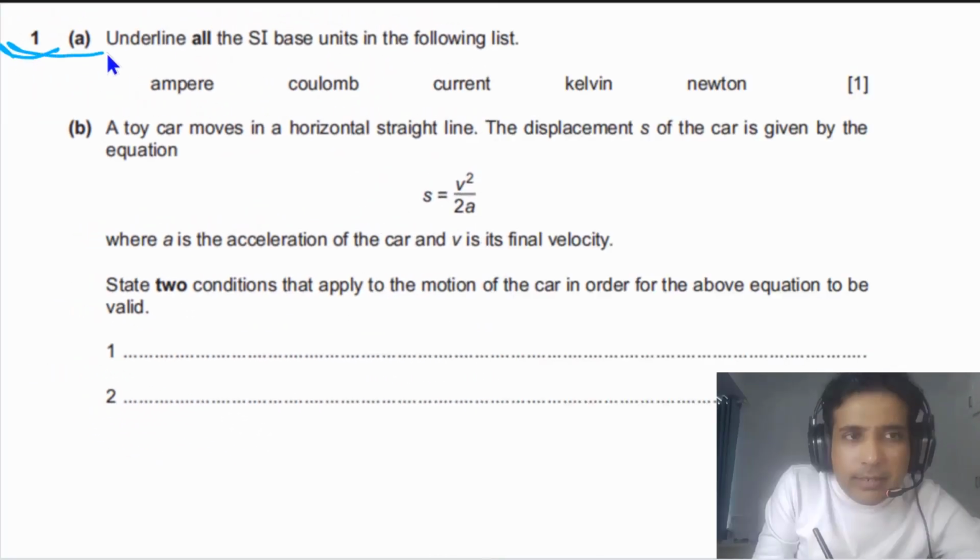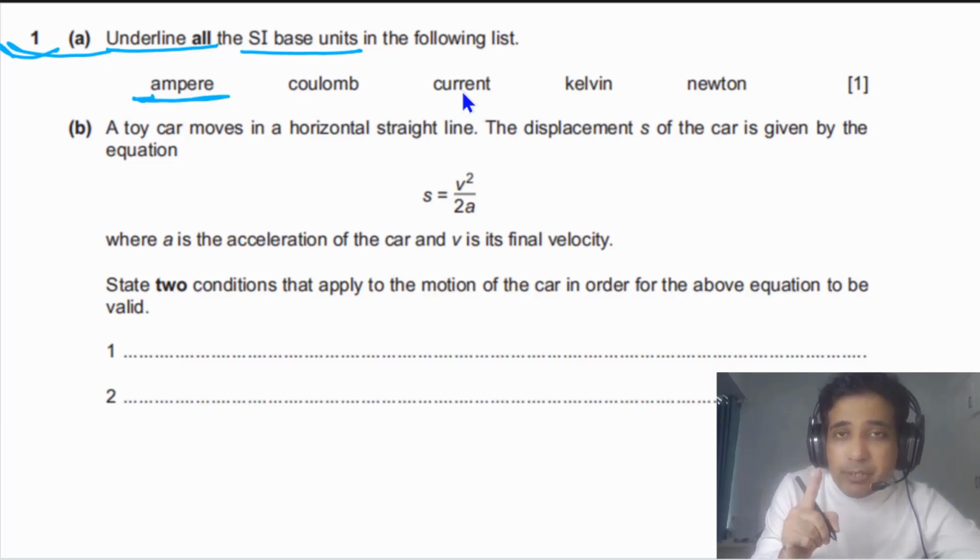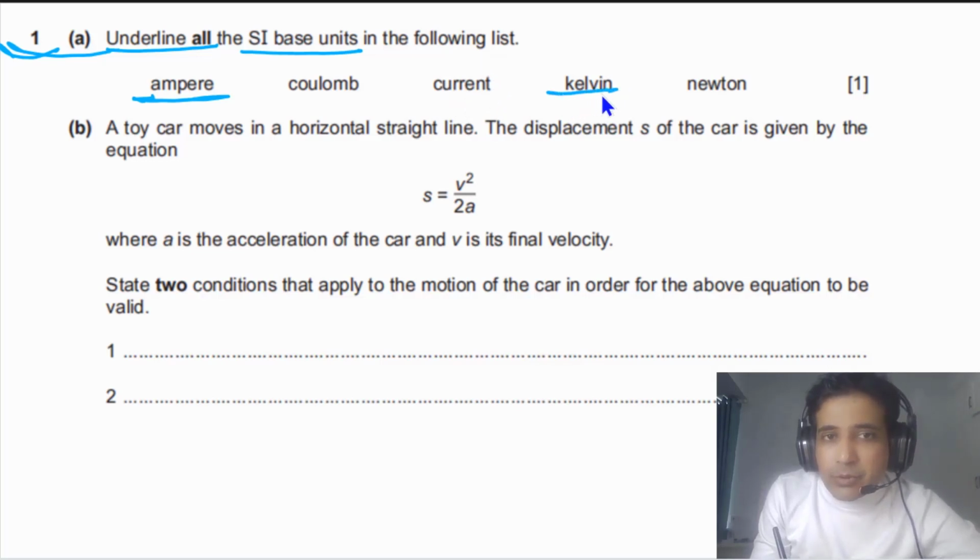For question number 1, part A, we need to underline all the SI base units in the following list. Ampere. Ampere is the SI base unit of current, so we can underline this one. Coulomb. This is the SI unit of charge, but it is not an SI base unit, so we can leave this. Current. This is an SI base quantity, but not an SI base unit. Kelvin, this is the SI base unit of temperature, so we can underline this one. Newton, this is the SI unit of force because it is part of the SI system, but it is not an SI base unit, so we can also leave this one. If you have underlined ampere and Kelvin, you will get 1 mark, and that is a B mark.